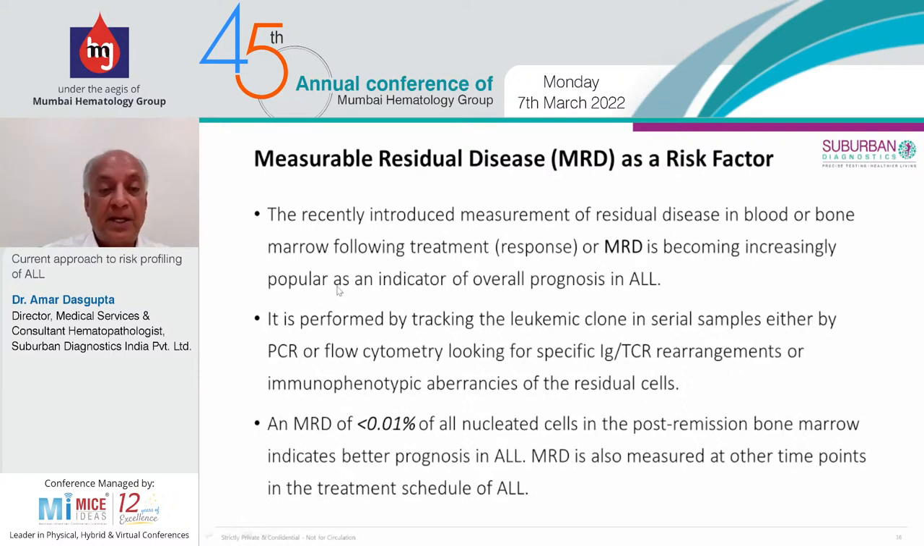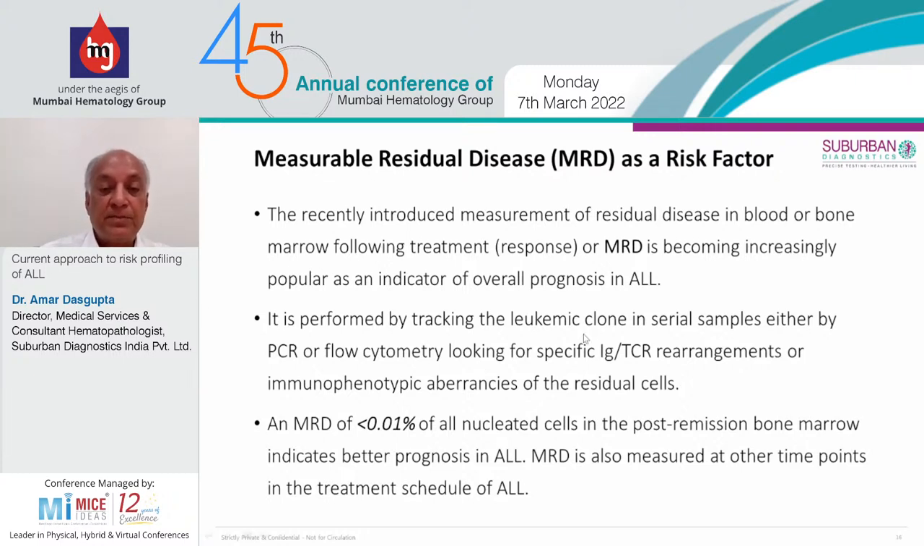Now, what is MRD? MRD is, in other words, measurable residual disease. As we know, when a patient gets into remission after chemotherapy, about 4 weeks or so, they still have a large number of residual cells in the bone marrow. Morphologically, one will see that the blast percentage is less than 5%, and that is the definition of morphological remission. But even at that stage, 10 to the power 9 leukemic cells are there in the body. This is what was known maybe 3 decades back, and that is true even today.